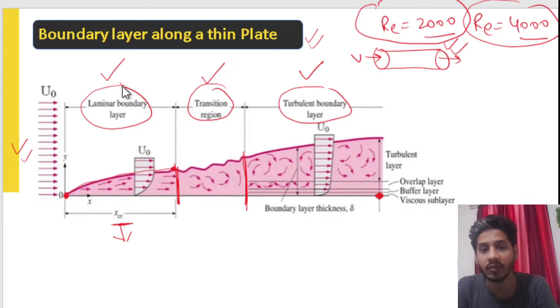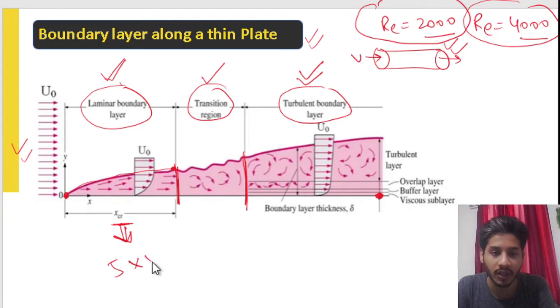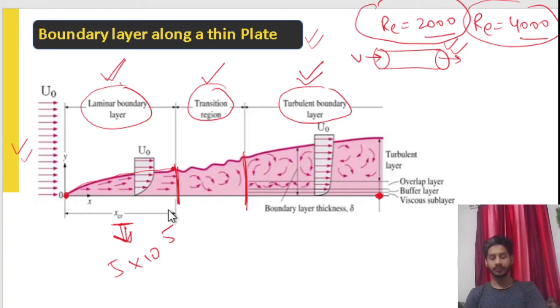So here also we have divided the region into three parts: laminar, and after a particular extent, there will be a turbulent region. You can see the streamlines are very smooth here, and here the flow shows very aggressive or haphazard motions. So the critical value of Reynolds number for external flow is 5 into 10 raised to the power 5. You have to remember this.